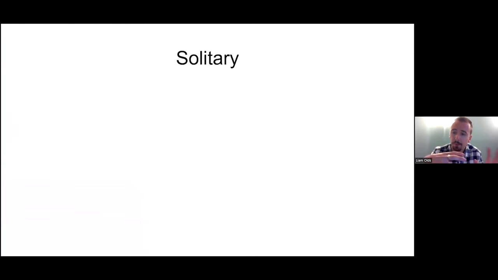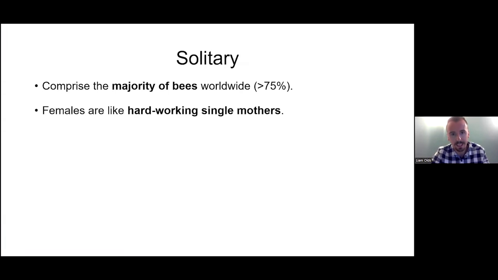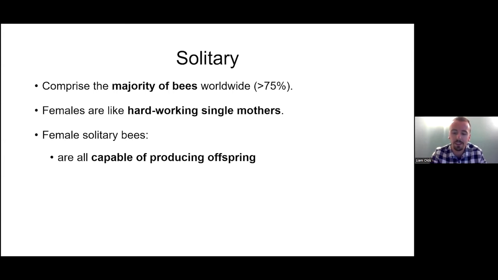But the leafcutter bees fall within the solitary bees. So they're strictly solitary. There's no cooperation between females, and no workers like you get in bumblebees and honeybees to help defend the nest and raise the offspring. These strictly solitary bees comprise the vast majority of bees worldwide, over 75%. And we think of the females of these as hardworking single mothers.